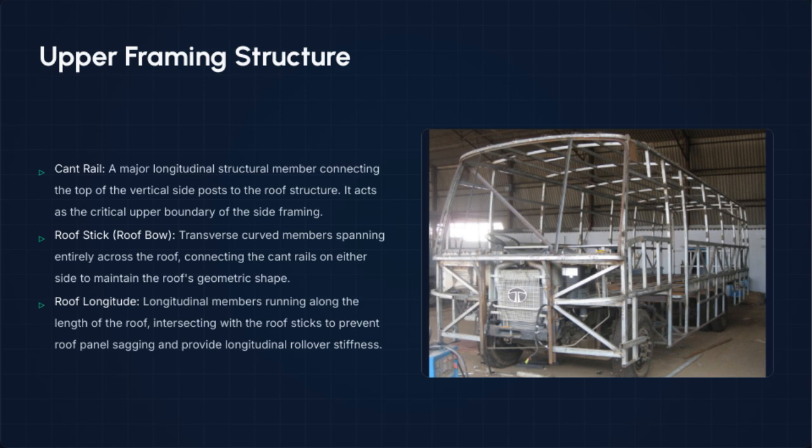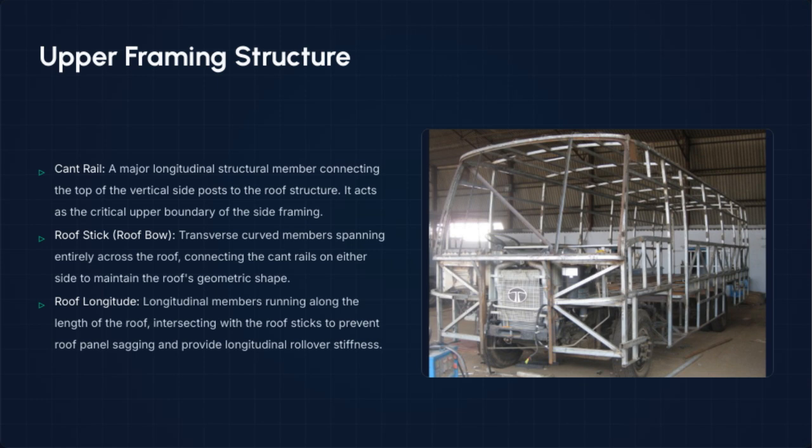Next, we have the roof sticks, also known as roof bows. These are transverse curved members that span across the entire width of the roof. Their main role is to connect the cant rails on either side and help maintain the roof's geometric shape, ensuring it stays properly contoured. Finally, the cant rail is a key longitudinal structural component.